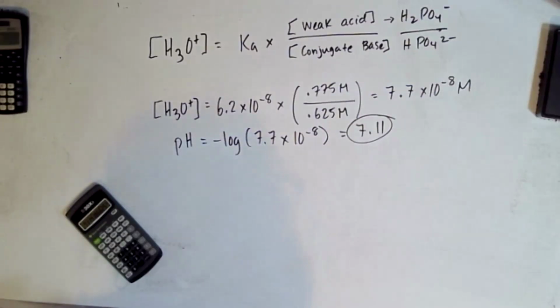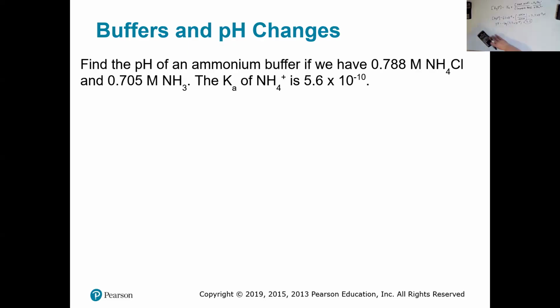Let's look at our last example that they're giving us here. Just want you to see the question, and then we can fill it in. We can do it right underneath the last one because it's so similar. It says find the pH of an ammonium buffer. We have 0.778 molar NH4Cl. We have 0.705 molar NH3. The Ka of NH4 plus is 5.6 times 10 to the negative 10.